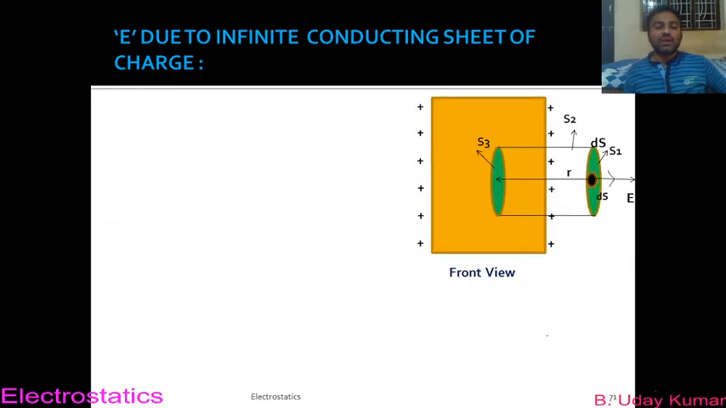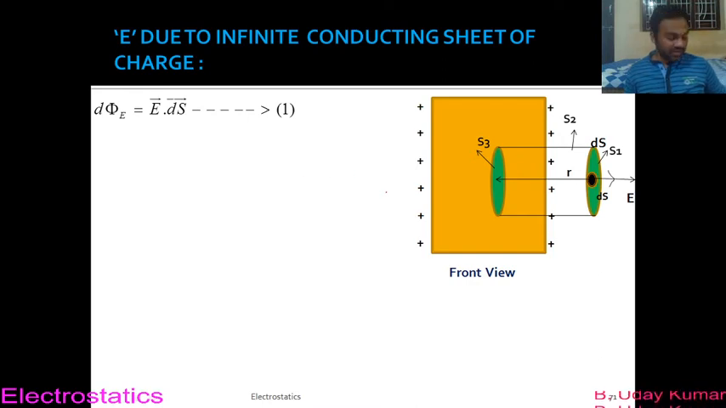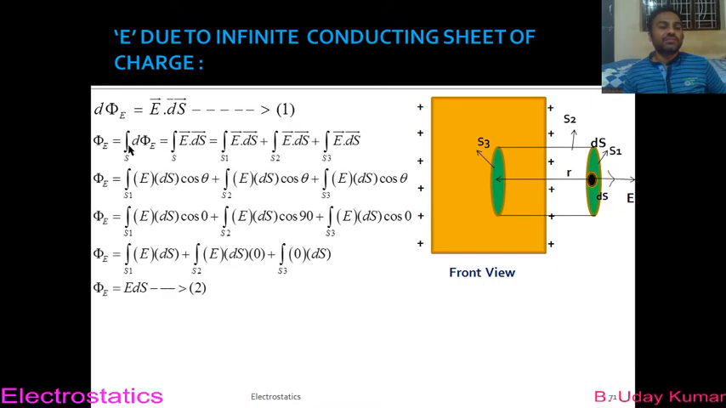Now, to find the electric field intensity, we have to apply Gauss theorem, and to apply the Gauss theorem you have to find the total electric flux. You know that the flux passing through ds is denoted by d phi, which is equal to E dot ds. To find the total electric flux, you just integrate this equation.